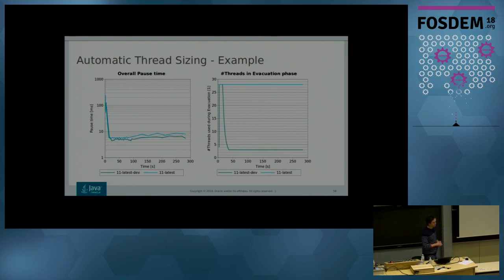But in our prototype, basically, at the start, when there's lots of activity, G1 will ramp up the number of threads to use really aggressively, but then drops them down to 3 in that case. And looking back at the left graph again, which shows pause times, well, actually, it improves pause times a little, which is nice, but yeah, we'll take it.